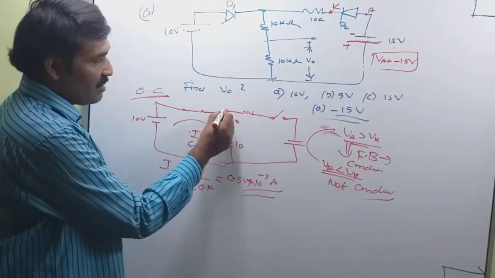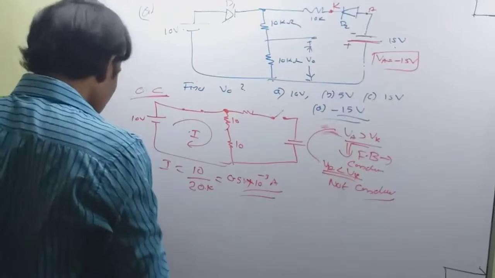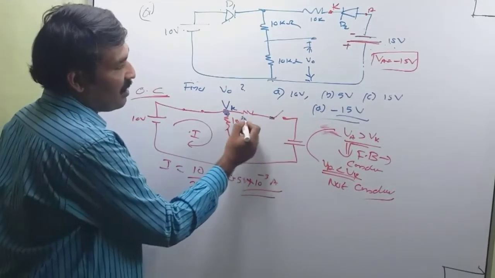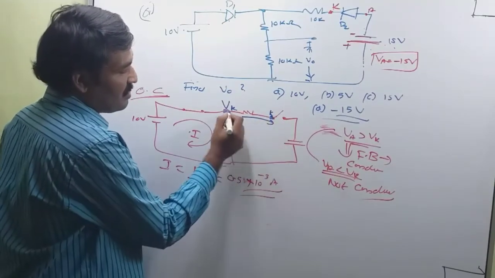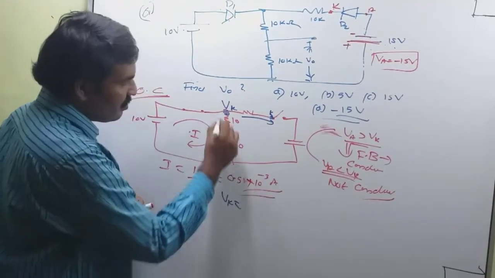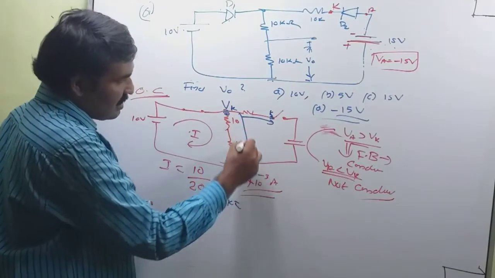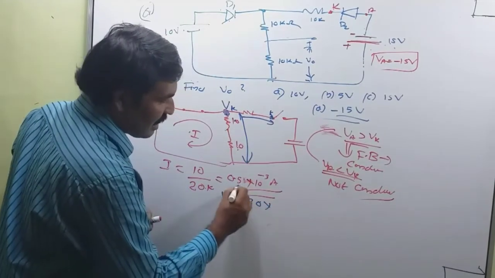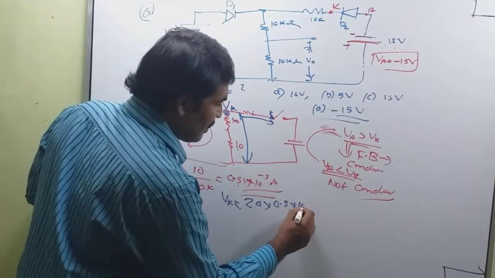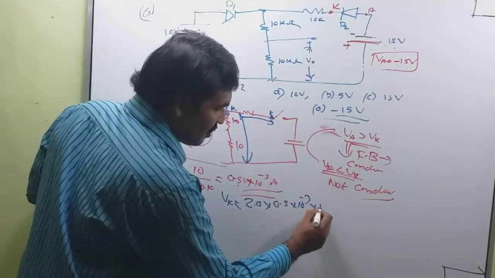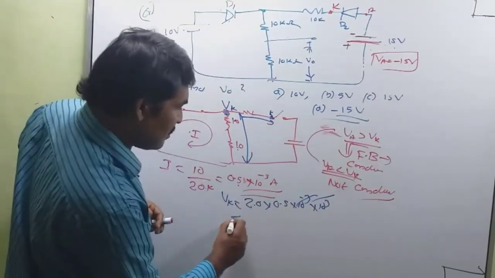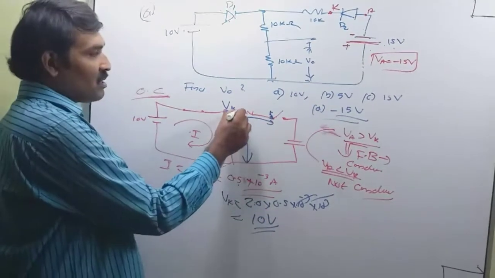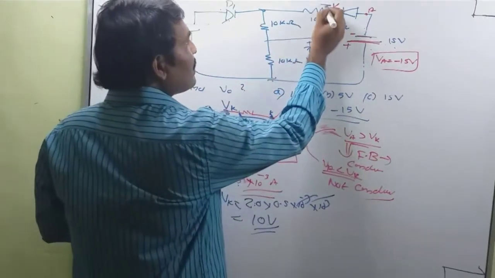So the voltage at this point is VK. No current is passing through this, so this is the same as this. What is VK? VK is equal to this voltage. How much is the voltage? This resistance is 10 plus 10, 20K, into this current, that is 0.5 into 10 raised to minus 3. This 20K is 20 into 10 raised to 3, and these cancel. This is equal to 20 into 0.5, 10 volt. So the voltage here is 10, that is VK is equal to 10 volt.